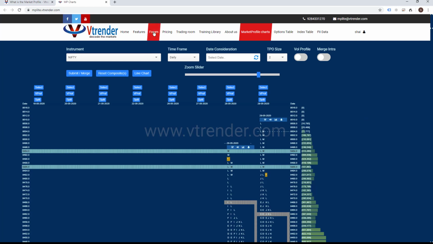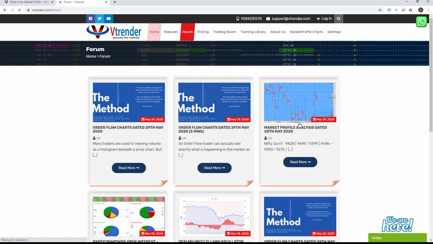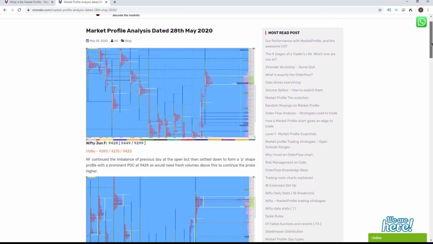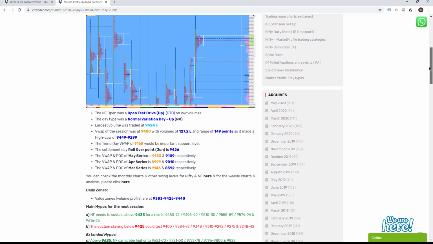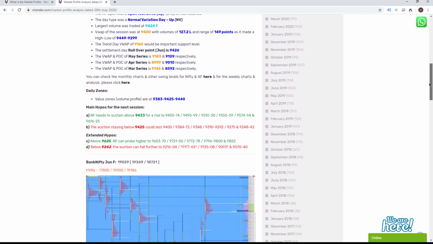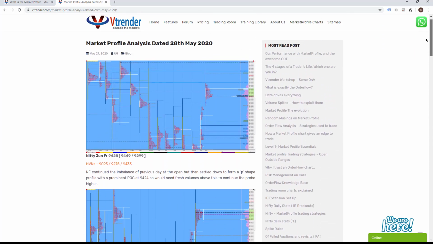If you need more information about how to apply the information given in these charts, then we suggest the forum section, where every day we format a report for you. There is an analysis report which is uploaded every day in the evening, which tells you everything about what happened that day, what kind of a day open it was, and so on, as well as what to expect for the day to come.